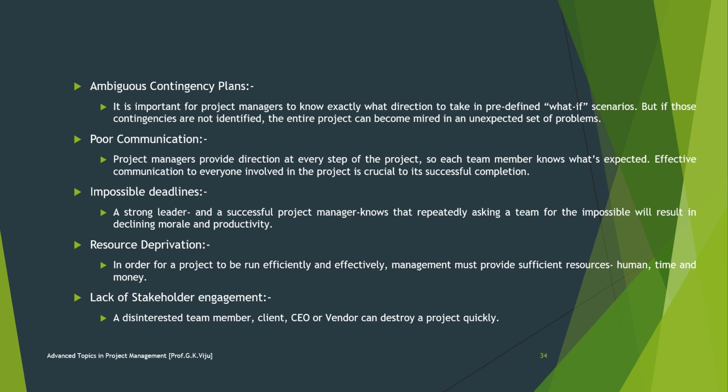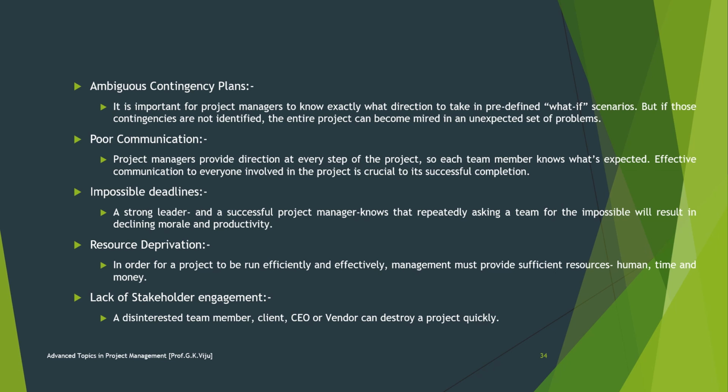Then ambiguous contingency plan. It is very important for project managers to know exactly what direction to take, a predefined what-if scenario. That means there should always be a plan B. So we are going with plan A. If plan A is not working according to our expectations, we should shift to plan B. Then the most important thing, poor communication. The project manager provides direction at every step of the project, so each team member should have updated information about these changes or updates.